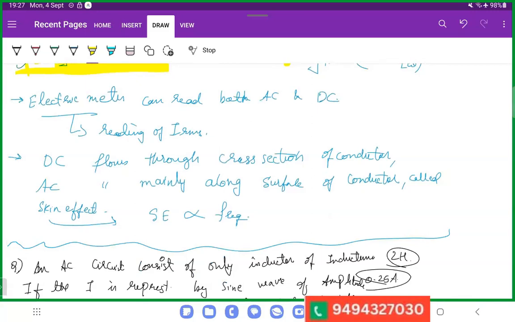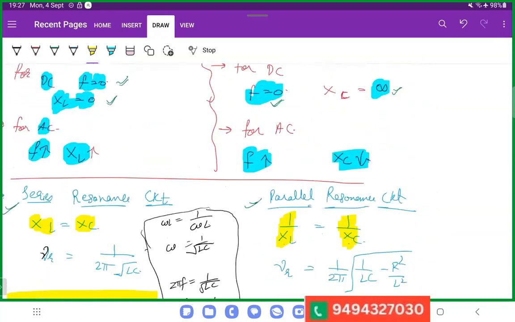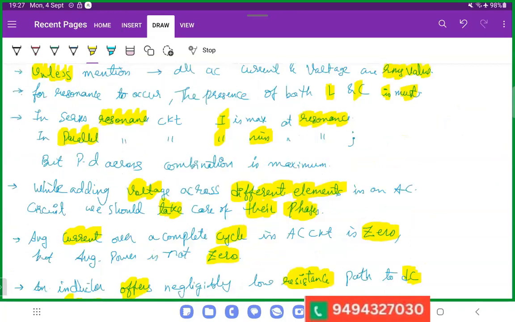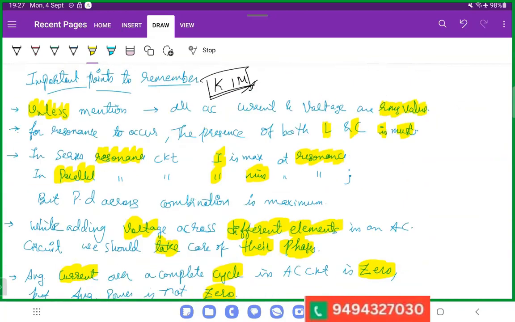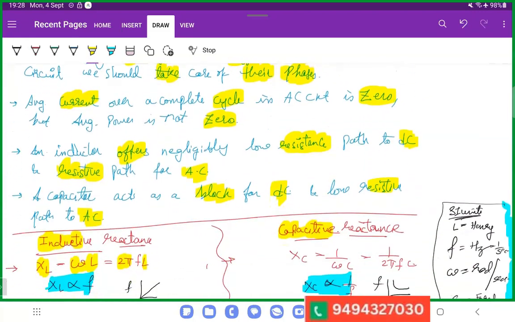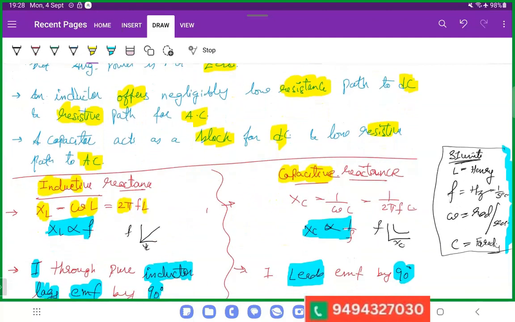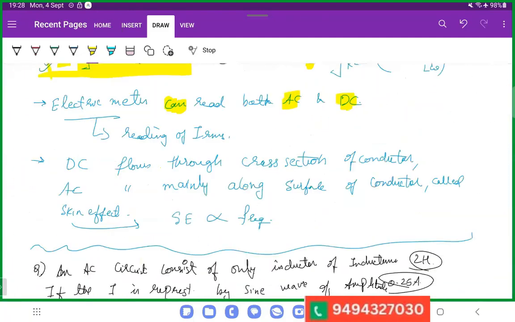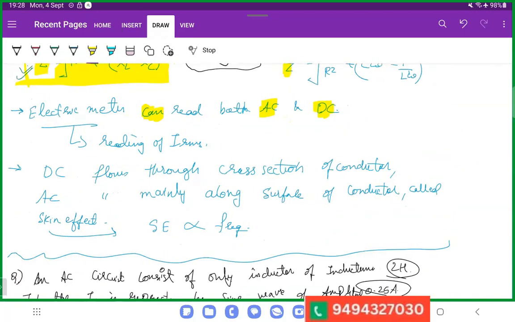Okay, next. An electric meter can read both AC and DC. Yes, that's what we saw yesterday. In those scheme points we wrote: when adding voltage difference, the current over a complete cycle is 0. Okay, negligible resistance. Yes, an electric meter can read both AC and DC. That means the electric meter is reading your RMS values.